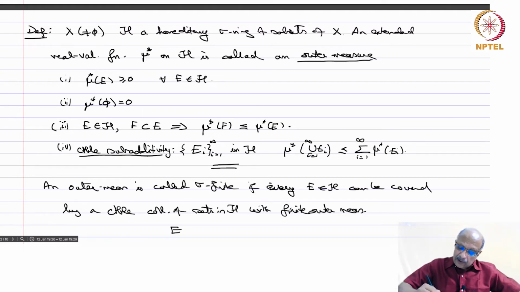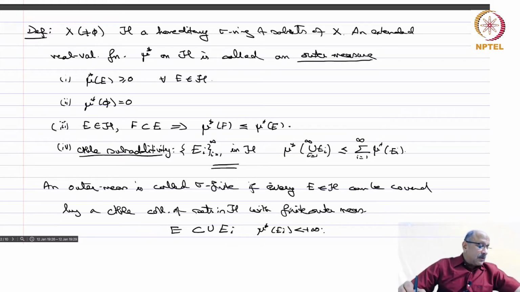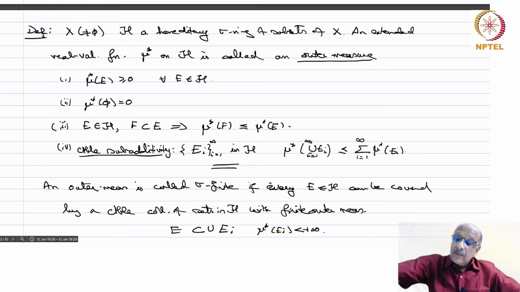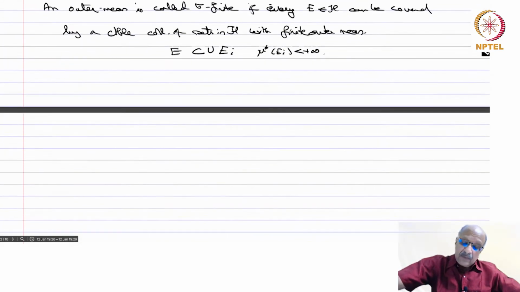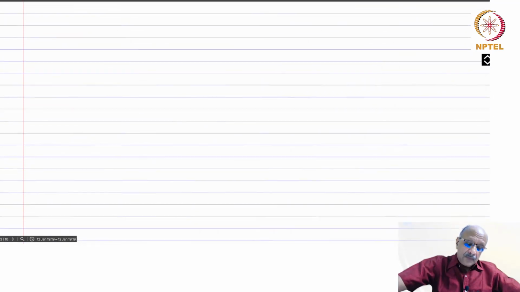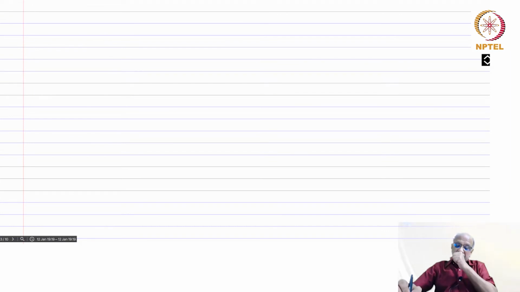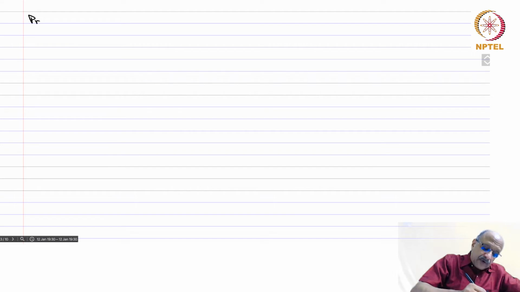So E can be written as a subset of the union of E_i, and mu star of E_i are all finite. Then you call this sigma-finite. Just as we had sigma-finite measures, we can have sigma-finite outer measures. So why are we defining this? Outer measures occur very naturally when we try to extend a measure. Okay, so we have the following proposition.